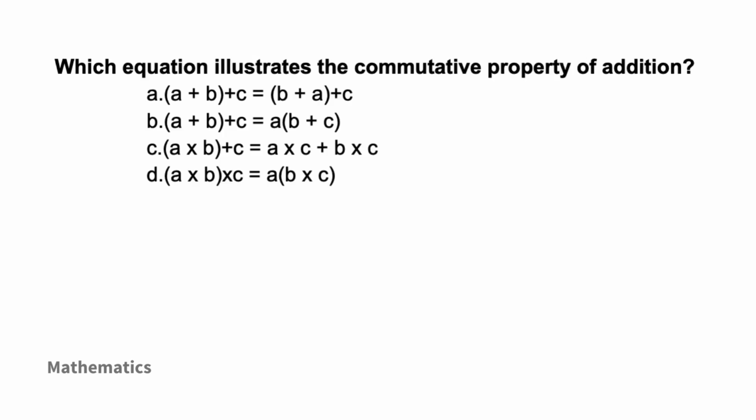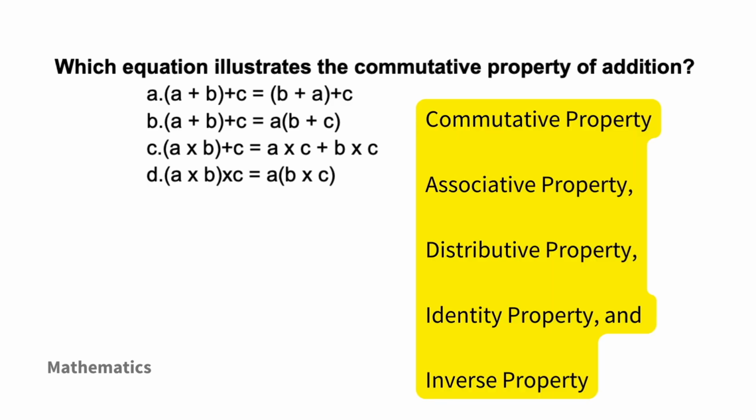The next problem reads: which equation illustrates the commutative property of addition? Pause the video and come back for the solution. Great. Now, before we talk about this problem, as you are preparing for your teacher certification exam, remember that you'll be expected to not only understand the commutative property of addition, but also the associative, the distributive, the identity, and the inverse property as well. This problem just happens to be about the commutative property, but I want to bring your awareness that your exam could have questions about all 5 of these different properties.